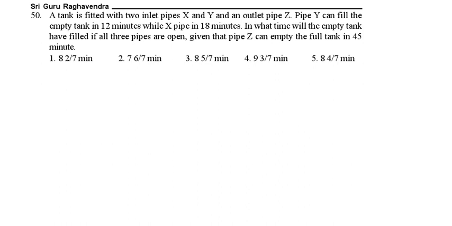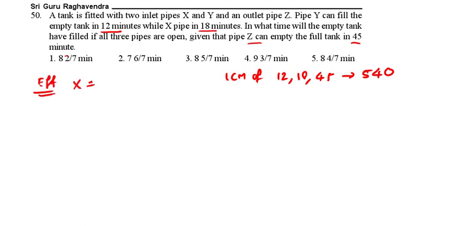See here. Now pipe X and pipe Y. Pipe Y 12 minutes, pipe X 18 minutes, pipe Z 45 minutes. So LCM of 12, 18, 45. That is 540. The LCM is 540. Now calculate efficiencies. What is X's efficiency? X will fill the tank in 18 minutes. So 540 by 18, that is 30. So X can fill 30 units per minute.